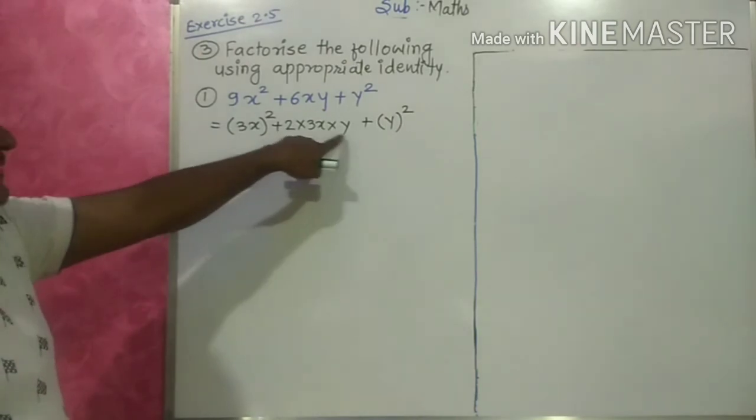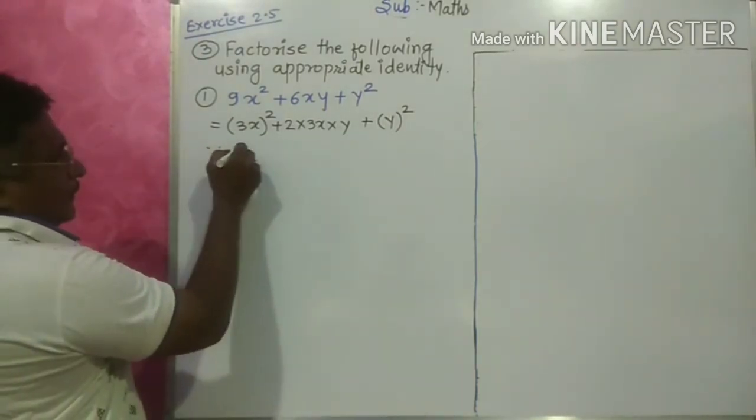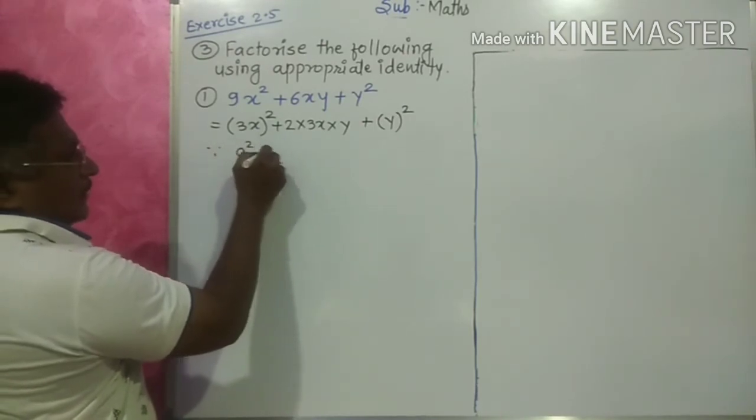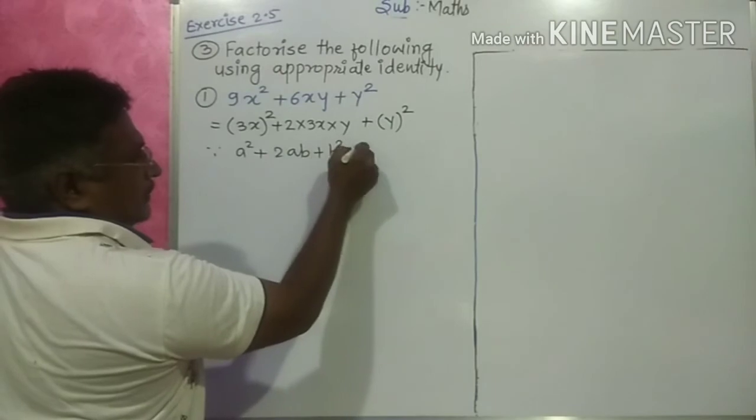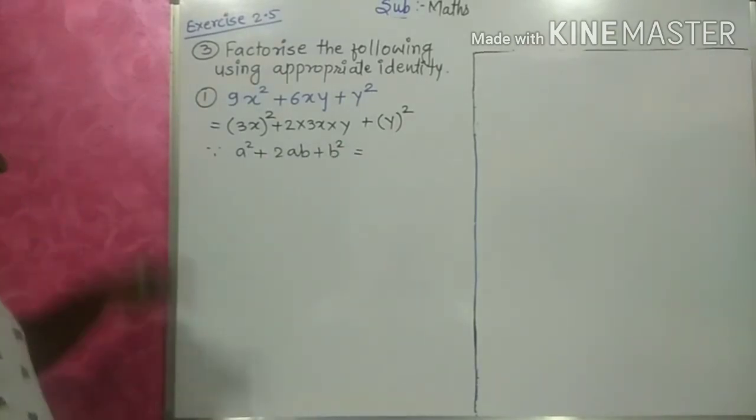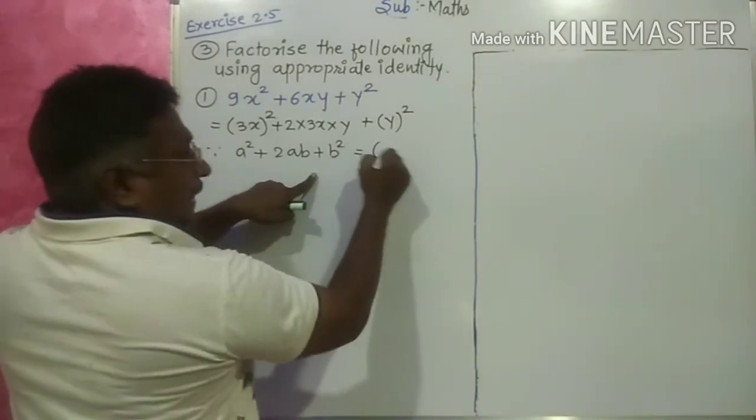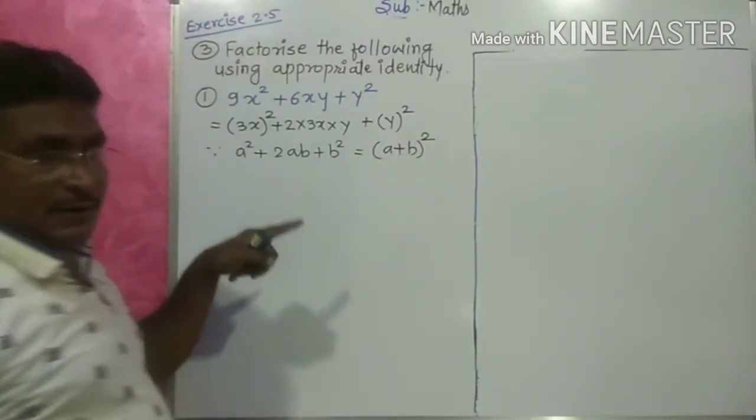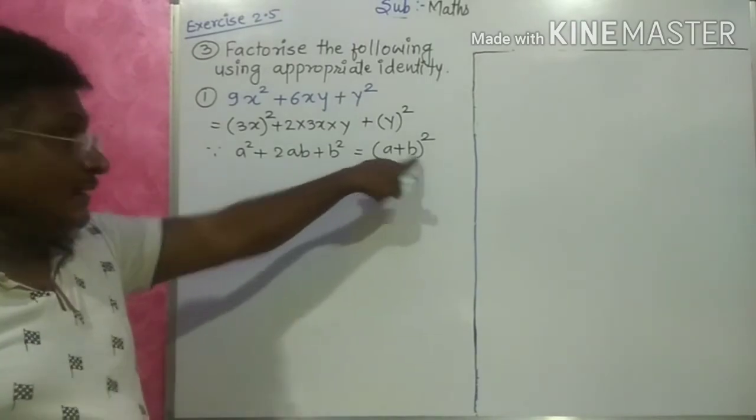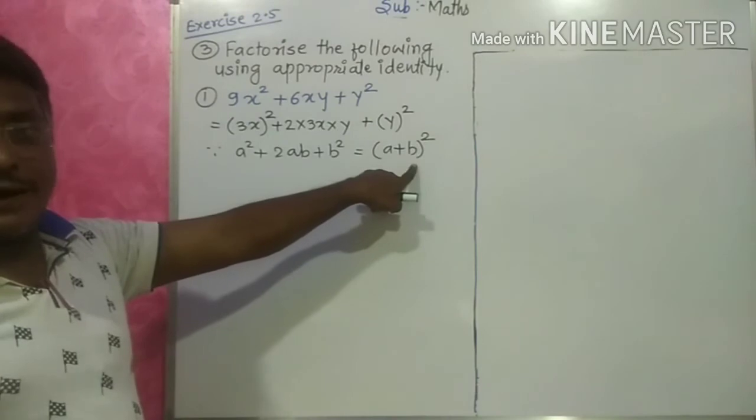Is there 6xy? Which identity is here? a square plus 2ab plus b square. Whose identity is this? (a plus b) whole square. Now we use this identity in reverse. This is given and this has to be written.